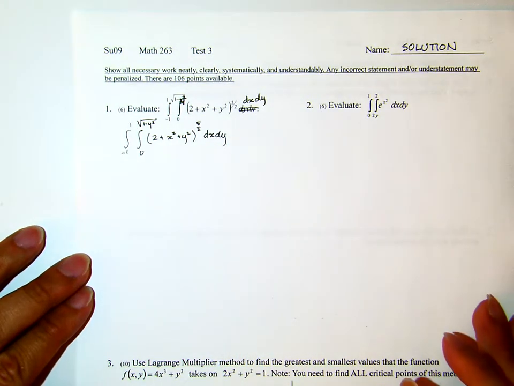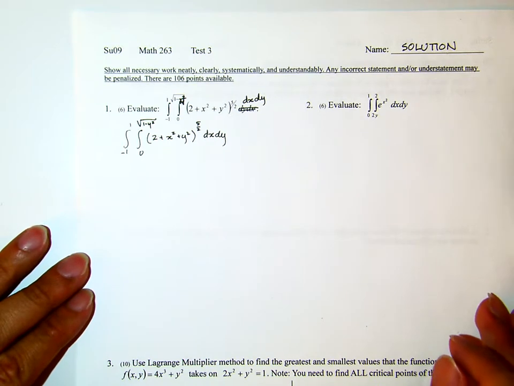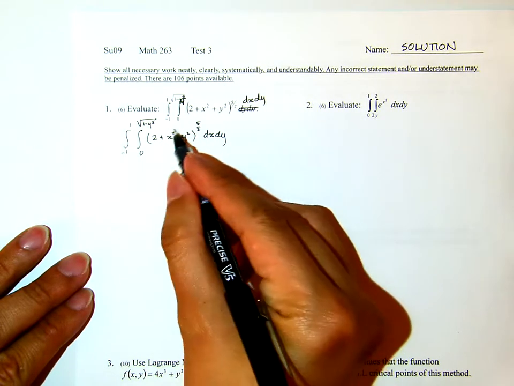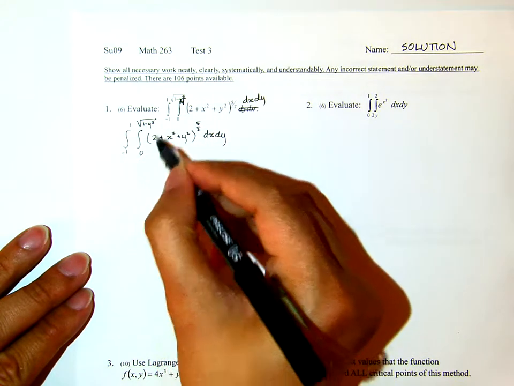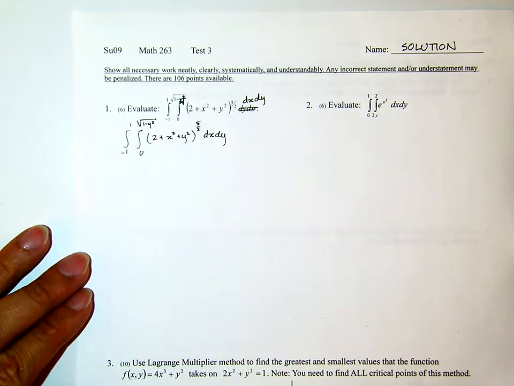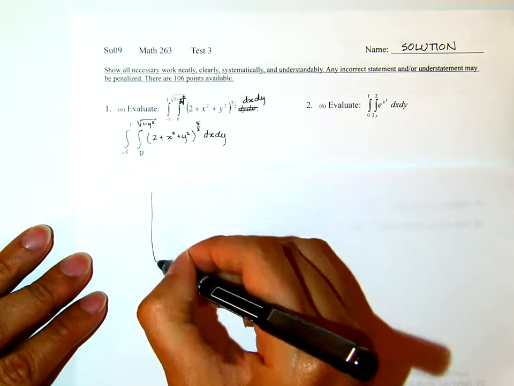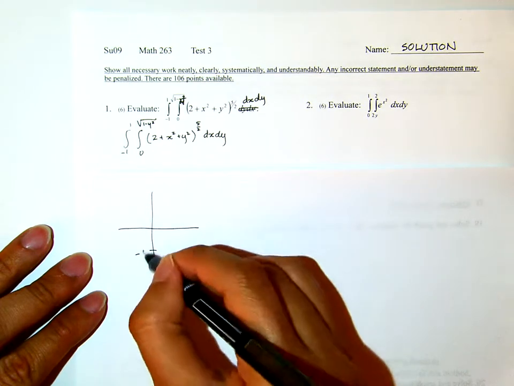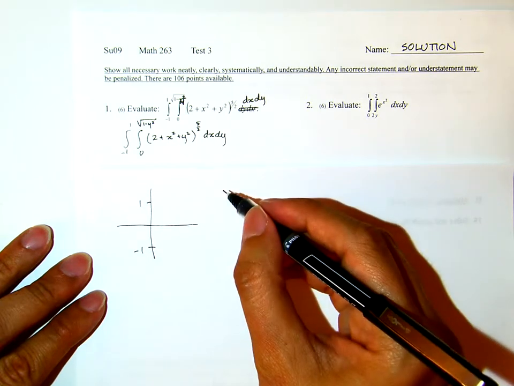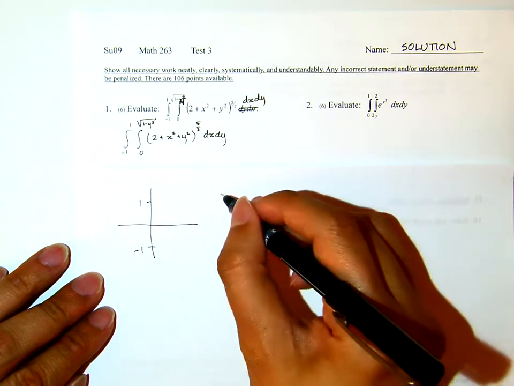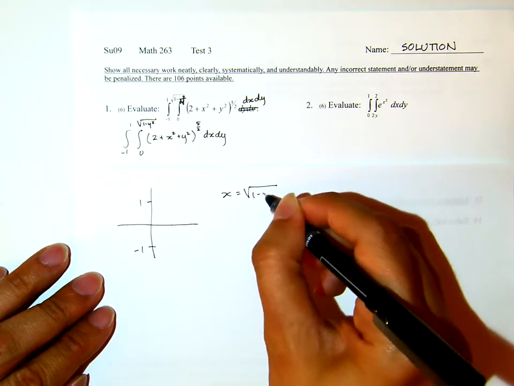Now then, let's start with the solution. We suspect that this will have something to do with polar integration because of this x squared plus y squared. On top of that, this seems to have a circular shape. If we try to graph it, the domain of y will be from -1 to 1, right? And x will be from 0 to the square root of 1 minus y squared.